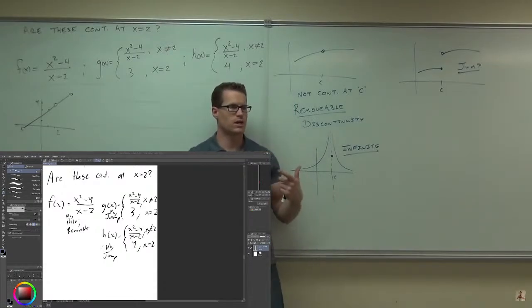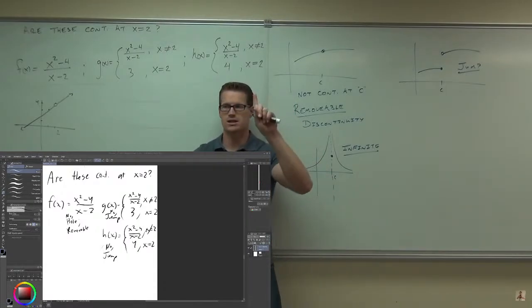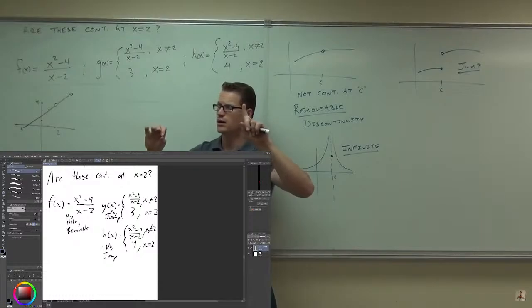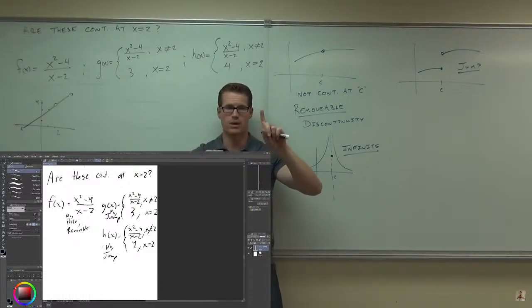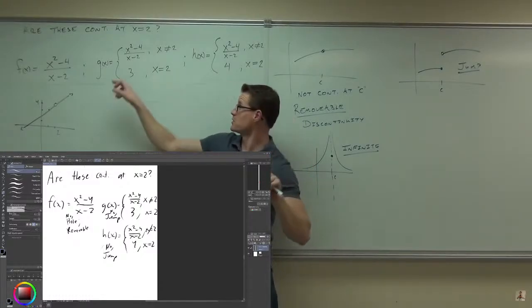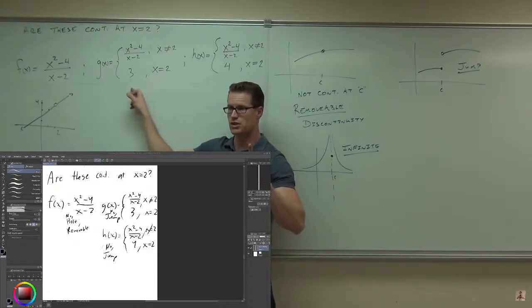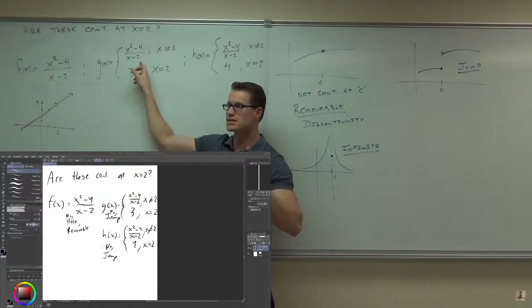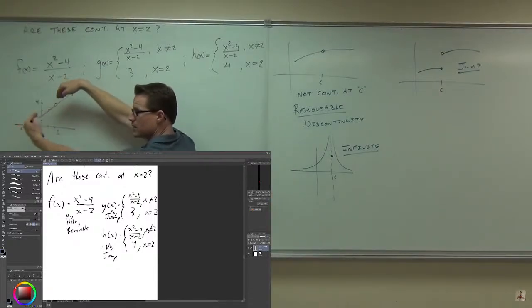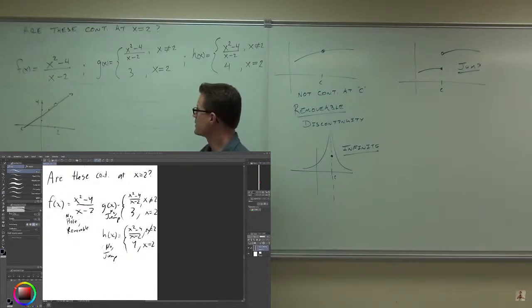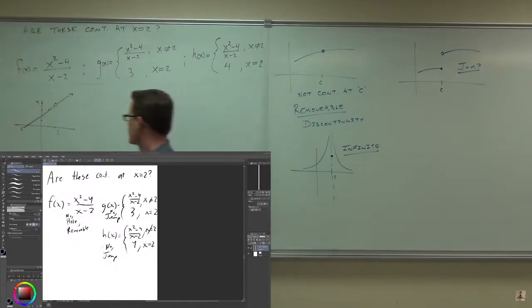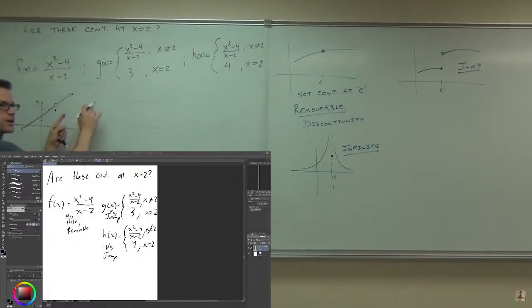So let's check the continuity now. Is number 1 satisfied? Is the function defined at my point x equals 2? Yes. Absolutely. It's right here. That's the definition. Does the limit exist? Yes, the limit exists. But now this point is 3. So when I go over 2, it says I'm at 3. That's what this one is right now.